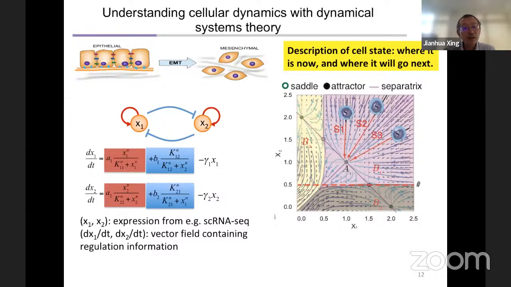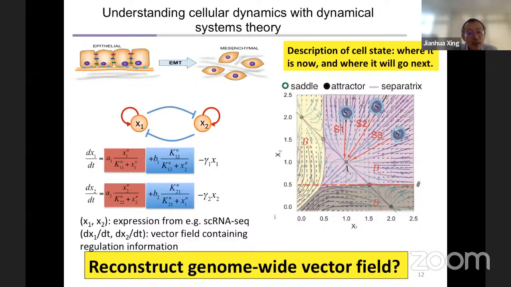But we know a biological system is never as simple as this one, right? Many genes interact with each other, so this simple motif is really embedded in a large network. So the question I want to ask is, can we reconstruct the genome-wide vector field? It would help us discuss how the system evolves, and how different programs interact with each other. You may think, okay, that's mission impossible, because even for this simple motif, it already takes a lot of effort to estimate the parameters, determine the function forms, and then do the analysis. So how can we go to genome-wide?